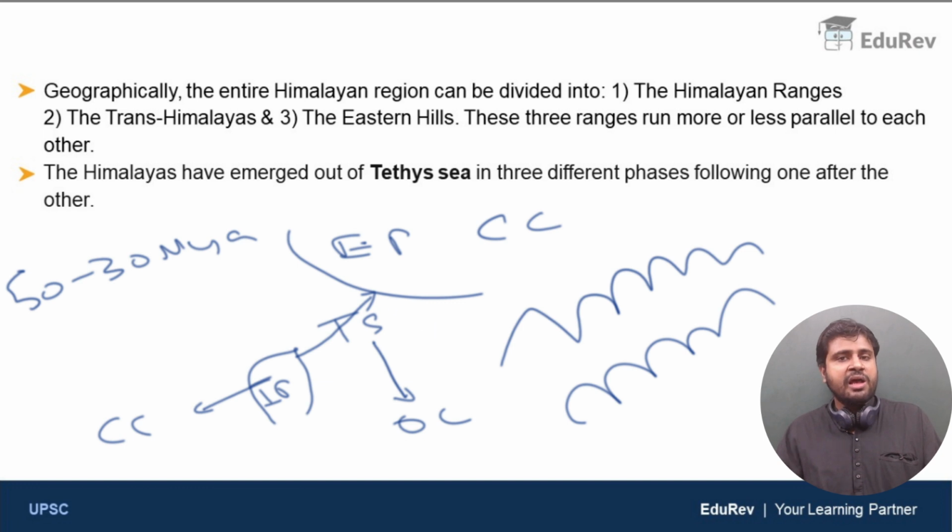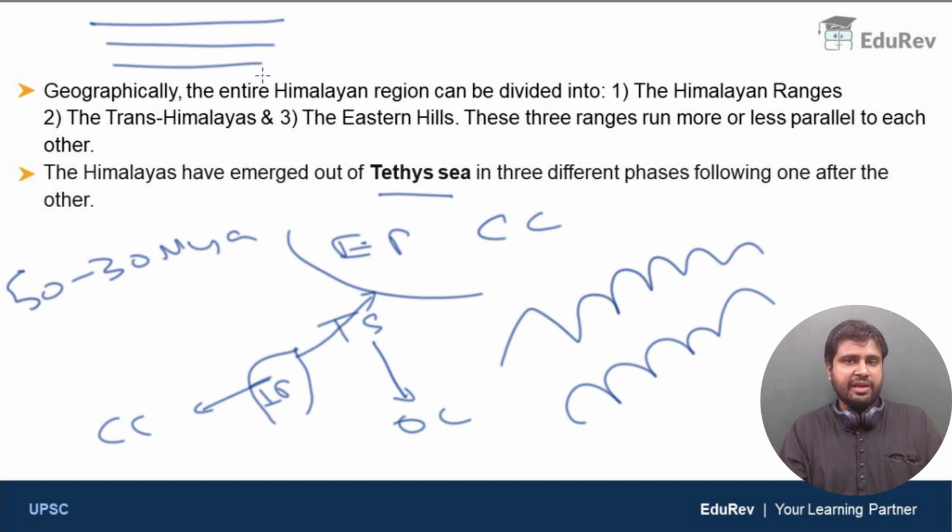So the Himalayas have formed out of the oceanic crust of the Tethys Sea. That is the reason we have this point here. The Himalayas have emerged out of the Tethys Sea. Now, geographically, the entire Himalayan region can be divided into three parts: the Himalayan ranges, the Trans-Himalayas and the Eastern Hills. These three ranges run more or less parallel to each other. Okay, so we have three parallel ranges of Himalayas.